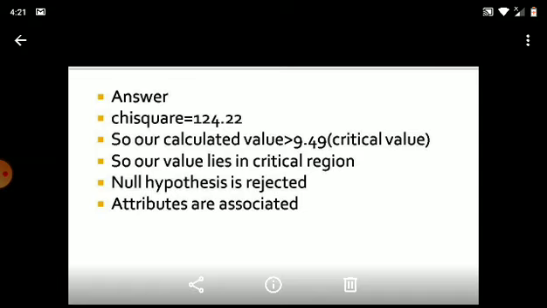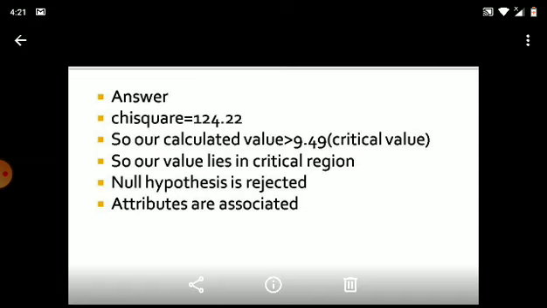As I have told you earlier, the critical value is the value which leads to the rejection region. 9.49 was your critical value and your calculated answer is much greater than 9.49. You can see it is 124.22, जो बहुत बड़ी वैल्यू है. So it clearly indicates that your value lies in your critical region. और जब critical region में चली गई, it means that the hypothesis will be rejected. If your value lies in the critical region, then keep this in mind that your hypothesis will be rejected.